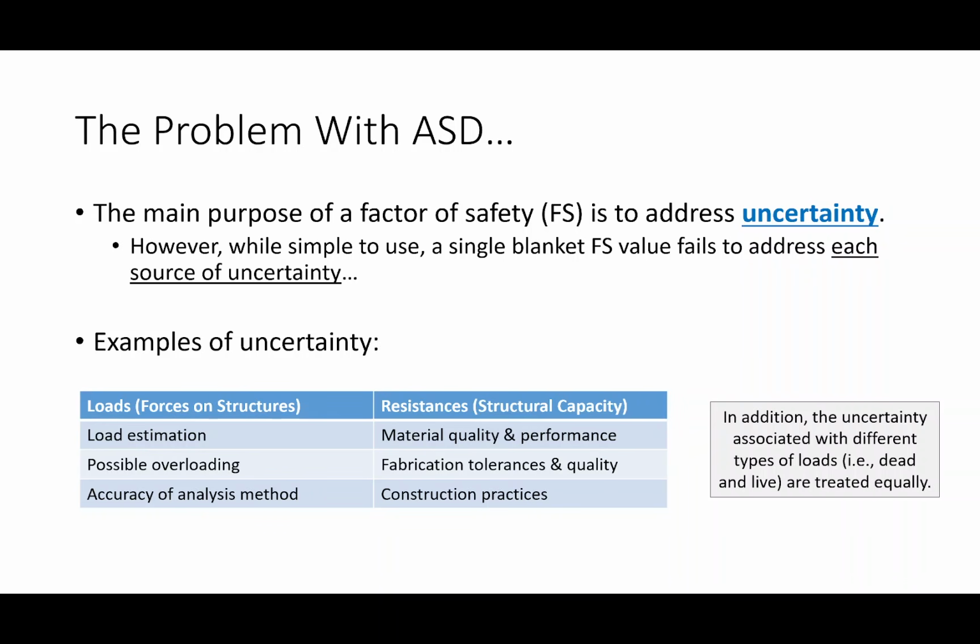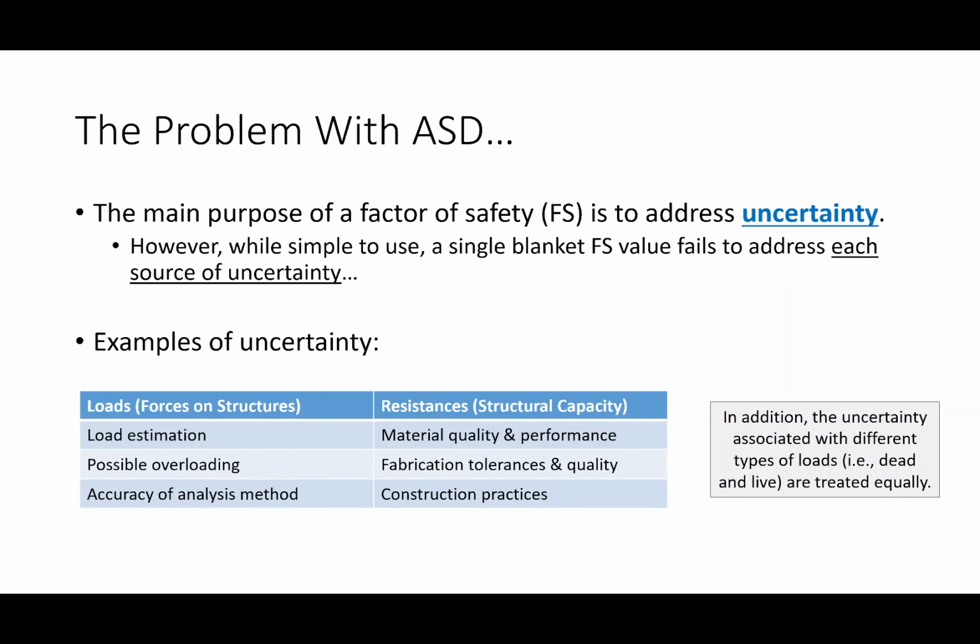back to topic. In all seriousness, one of the problems with allowable stress design is that it fails to address uncertainty in a very real setting. Okay? So instead, what we're going to do is address uncertainty a little bit more scientifically by looking at both the resistances and the loads separately. Okay? When we look at resistances, there are uncertainties associated with them, with material quality, with fabrication tolerances, with construction practices. There are also uncertainties on the load side of things.